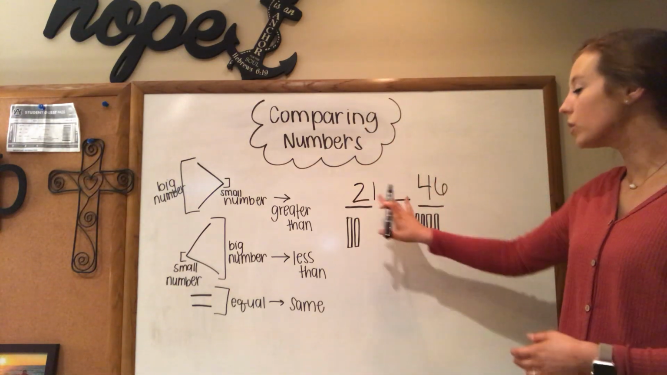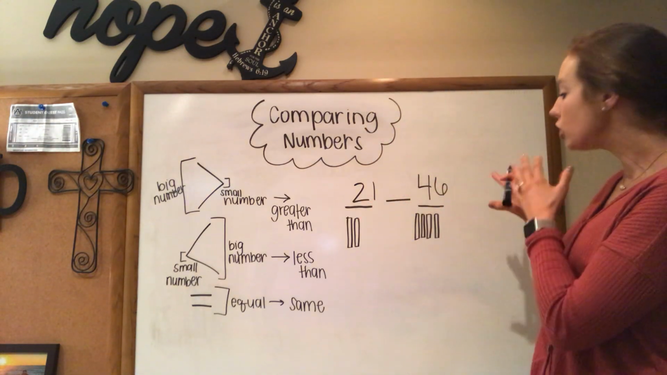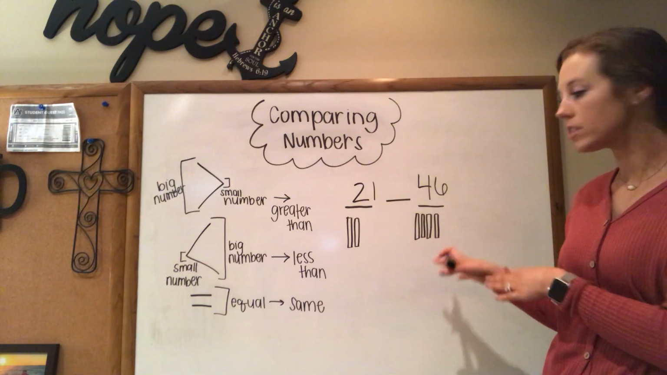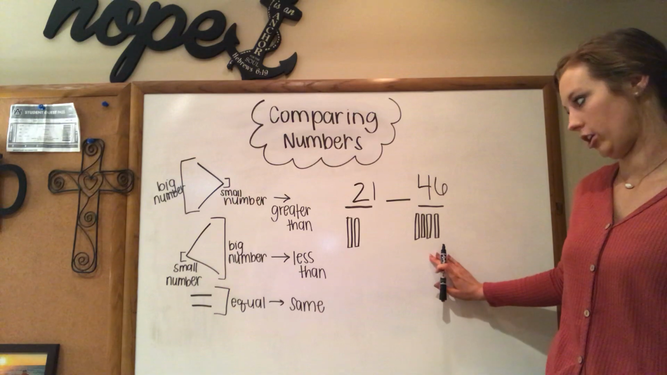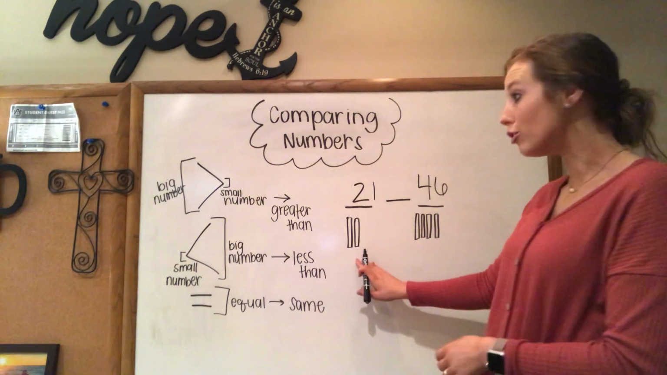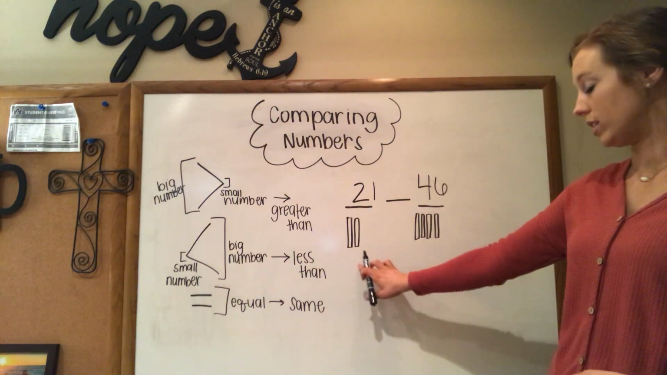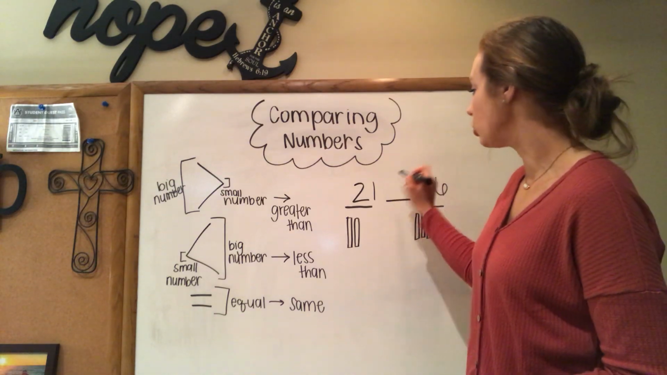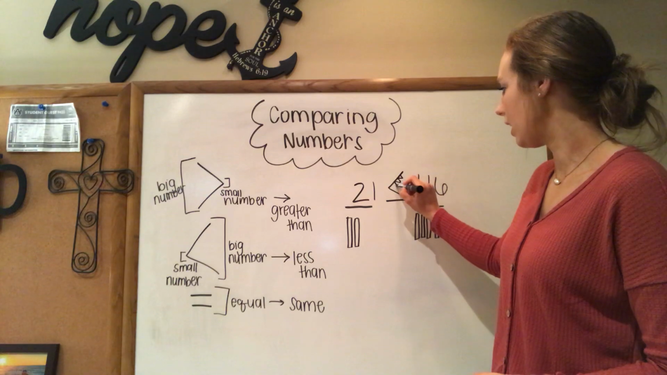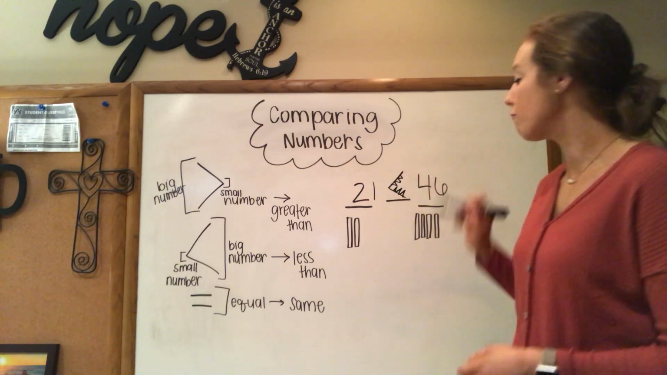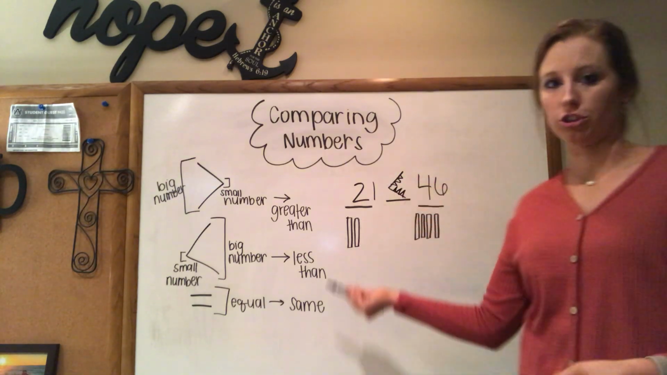Already, just looking, we don't even have to look at the ones place. Just by looking at the tens place, we have 2 tens over here and 4 tens over here. So we already know 2 tens is definitely less than 4 tens. You can see it in this picture. So we'll say 21 is less than 46. The big alligator over here wants to eat 46 fish versus just 21.